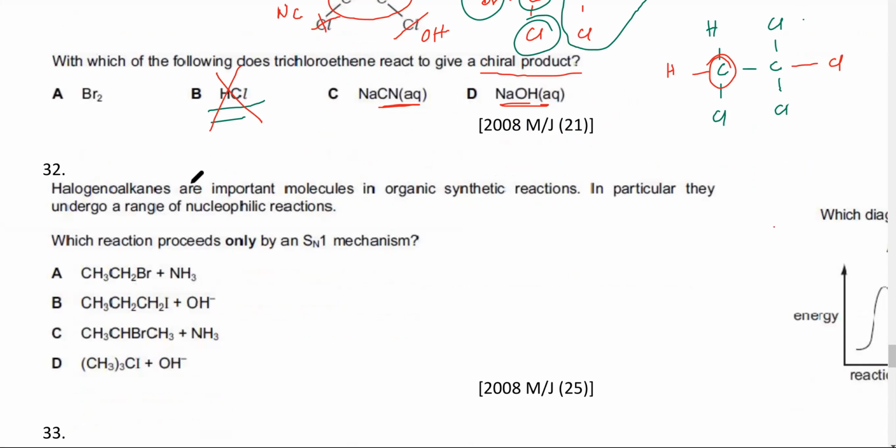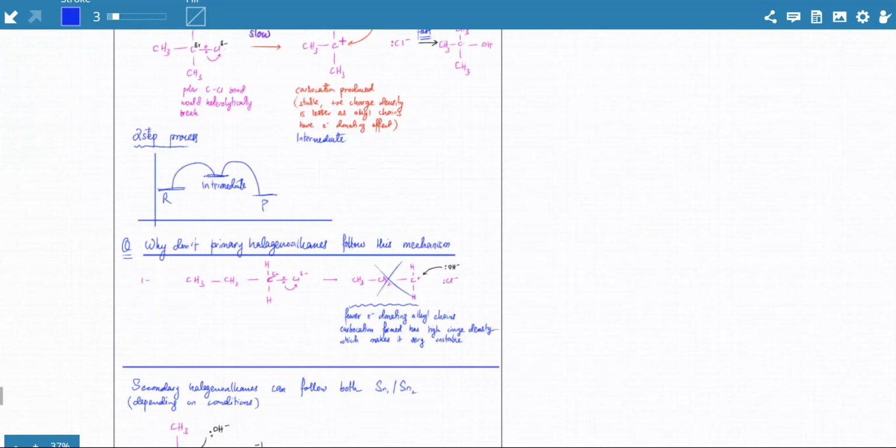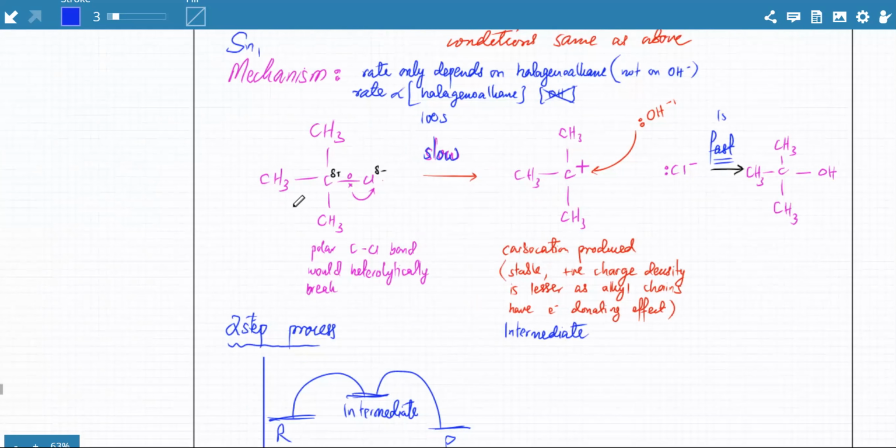अच्छा, then you have halogenoalkanes, important molecules. In particular, they undergo a range of nucleophilic substitution, which reaction only proceeds with SN1 mechanism. ये tertiary halogenoalkanes थे. ठीक है ये. SN1 mechanism होता था जब किधर से ऊपर ही था. अच्छा, SN1 mechanism was a two-step reaction when the carbon was surrounded by carbon chains.